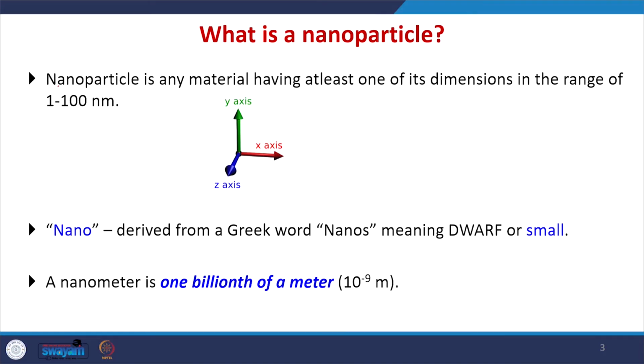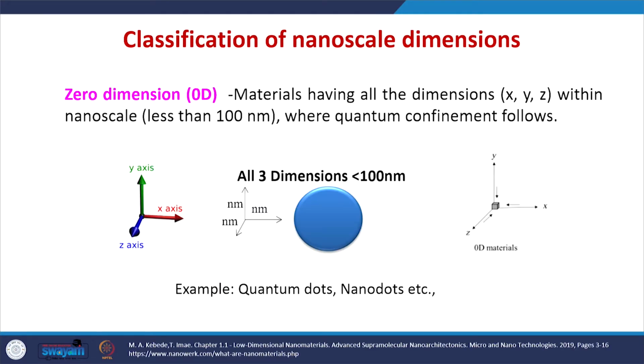Before I talk about what is ball milling, let me briefly explain what is nanoparticle. Nanoparticle means any material which has at least one of its dimensions in the range of 1 to 100 nanometer. And the word nano is a Greek word that means small. Most of you know that nanometer means one billionth of a meter, that is 10 power minus 9 meter. Let us see the classification of nanoscale dimensions.